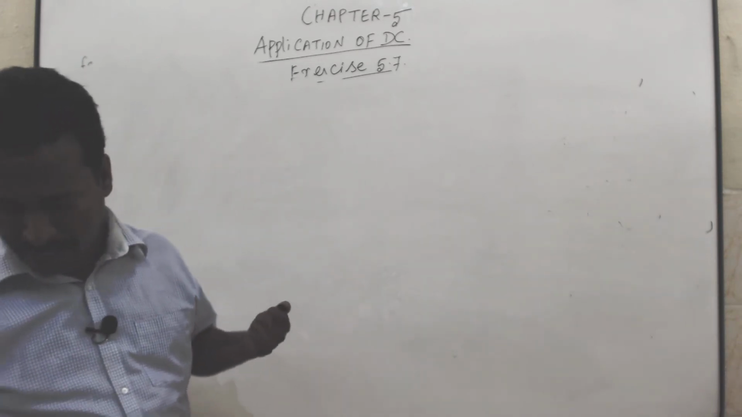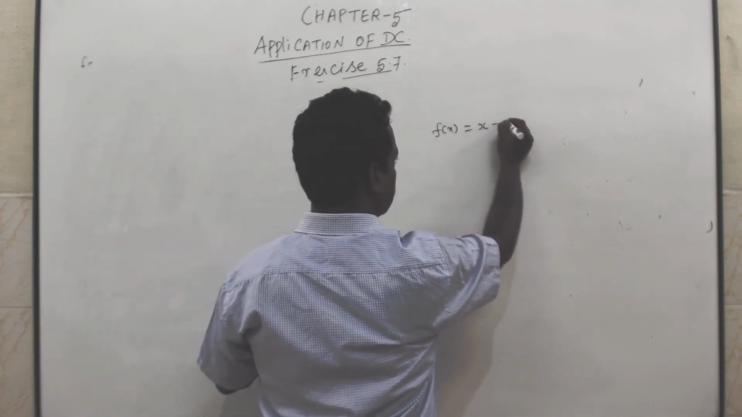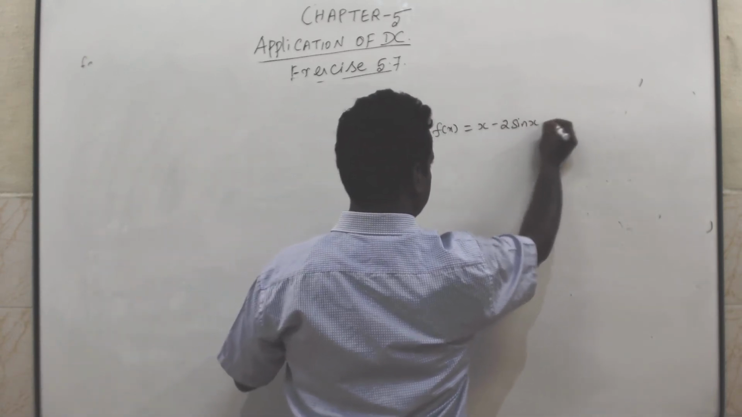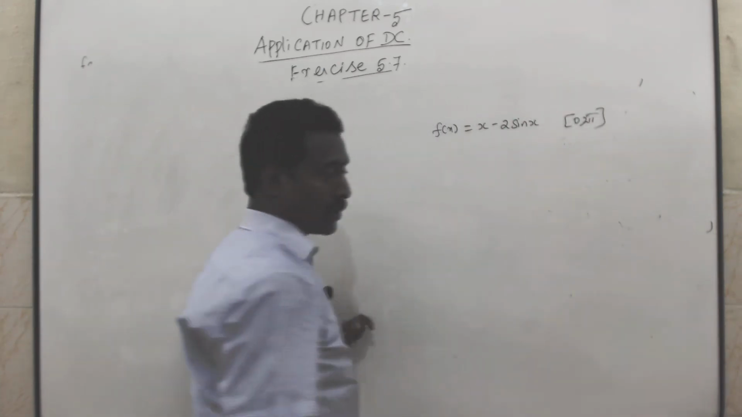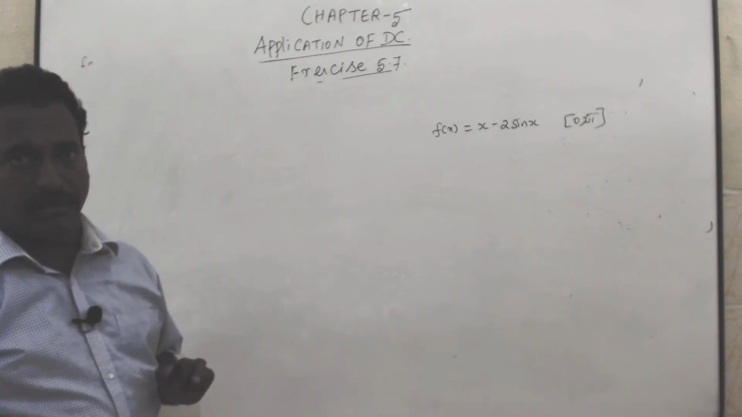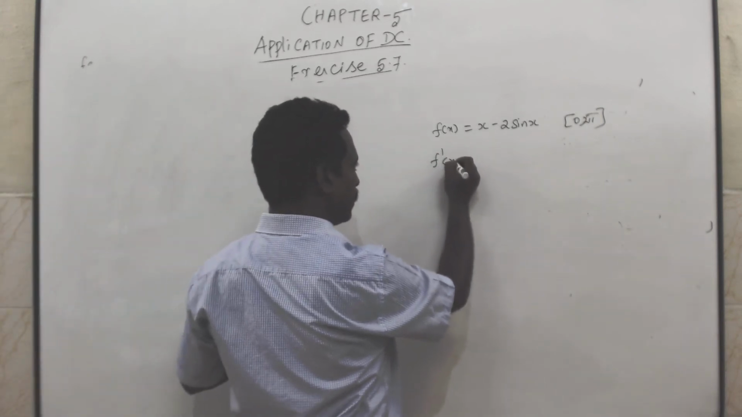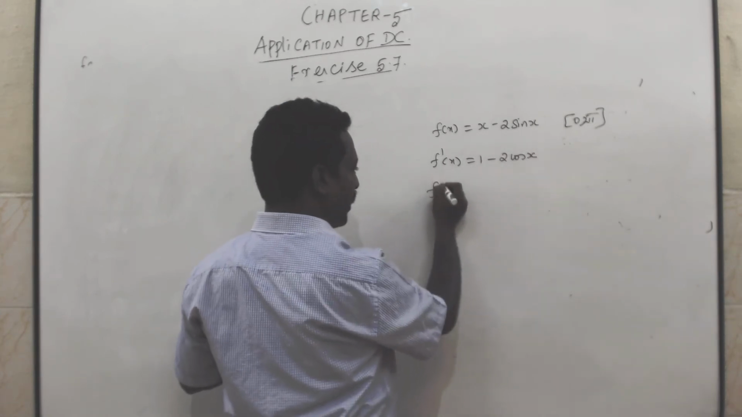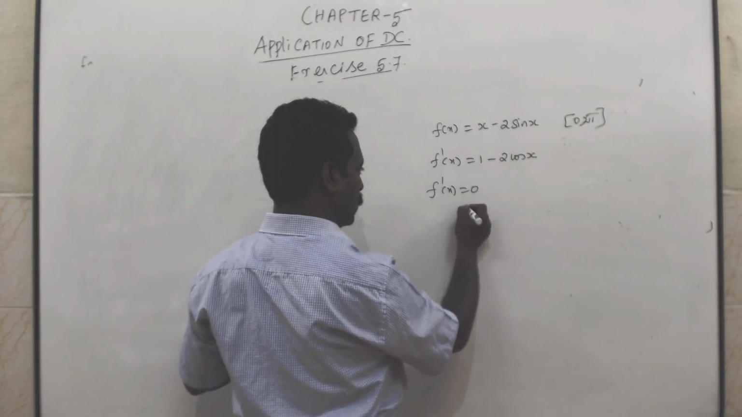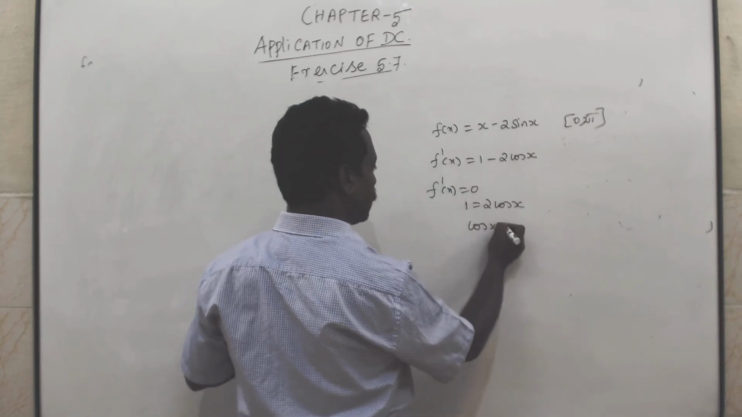Number 4. f of x is equal to x minus 2 sin x. The interval is given, 0 to 2 pi, so one complete circle. What is the next step? f dash of x is 1 minus 2 cos x. f dash of x equal to 0, so 1 equal to 2 cos x, cos x is equal to 1 by 2.